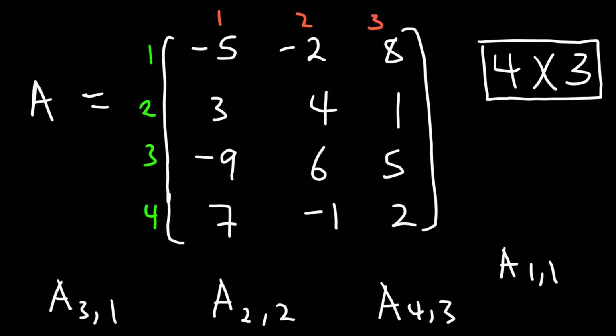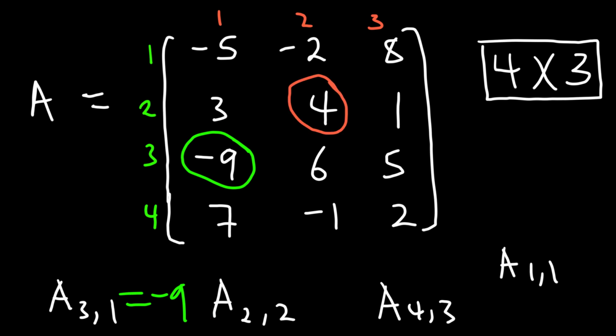Now let's identify element A31. From our matrix, which element is located in the third row, first column? That element will be -9. Therefore, element A31 is equal to -9. Now what about element A22? Element A22 will be 4, because 4 is located in the second row, second column. Therefore, this will be equal to 4.